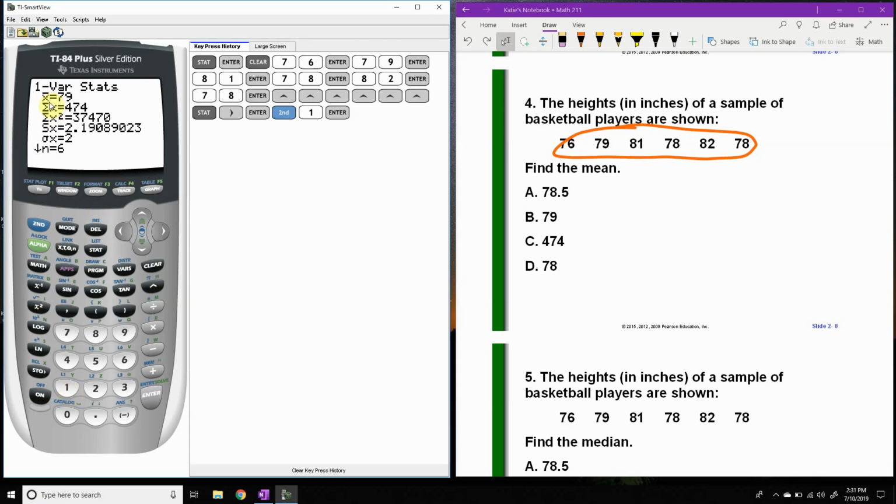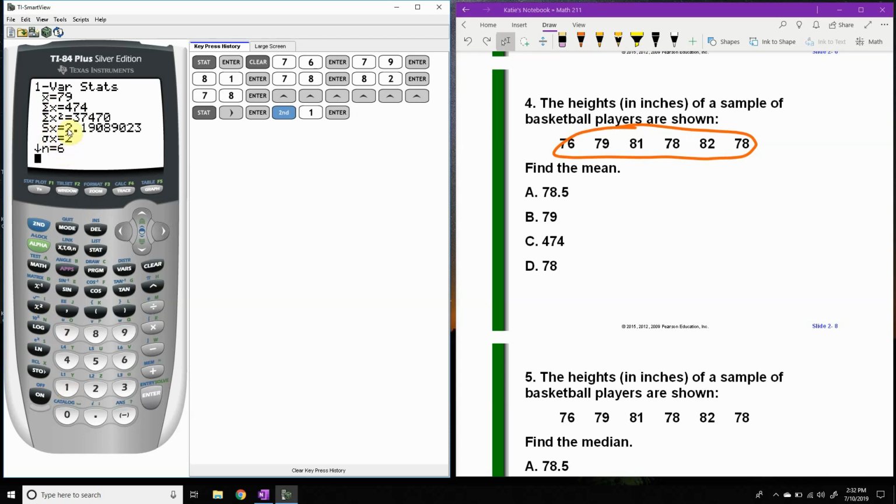It gives us the sample mean at the very top. X bar is 79. It gives us the sum of all the values in the list, the sum of all the squared values in the list. It gives us the sample standard deviation and the population standard deviation. Sx is sample, sigma x is population.